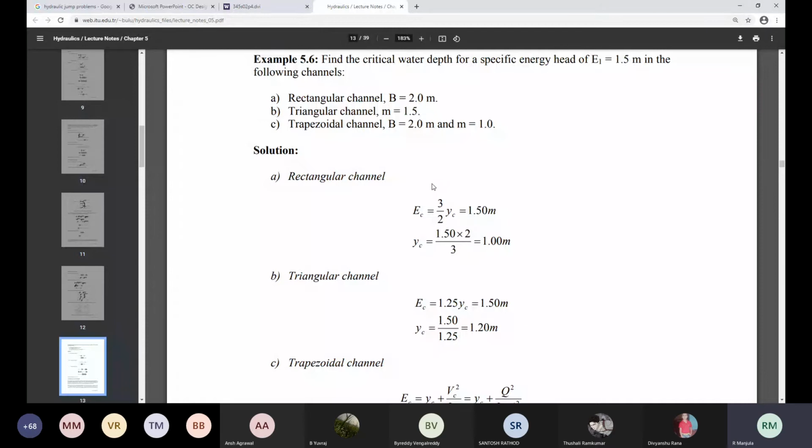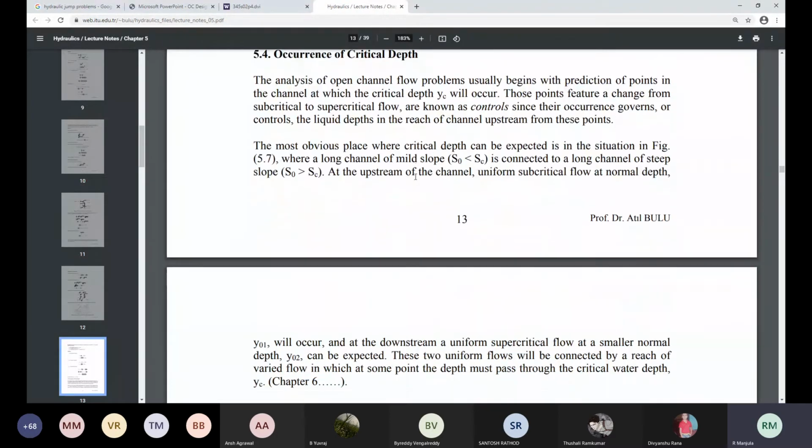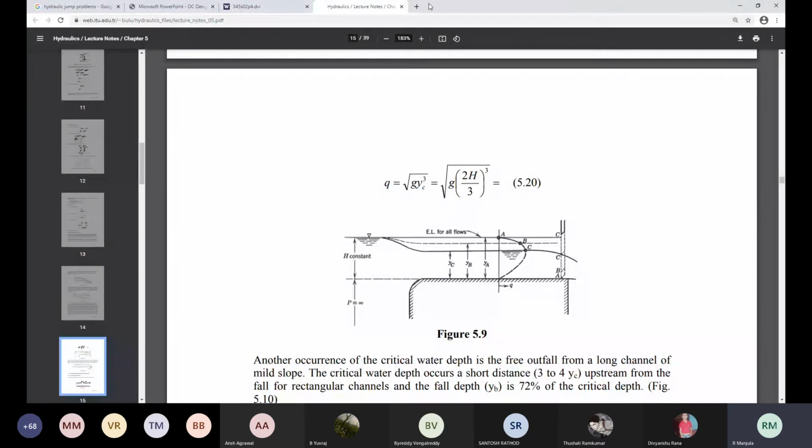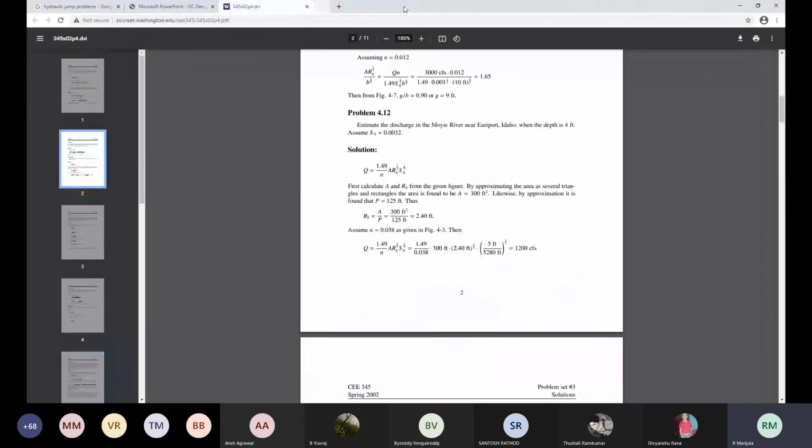I think we have seen this problem. Find the critical water depth for a specific energy of 1.5 meter, with b equal to 1.2 meter and m equal to 1. Have you seen this problem yesterday? Yes, ma'am. We will close this and come to the next part.